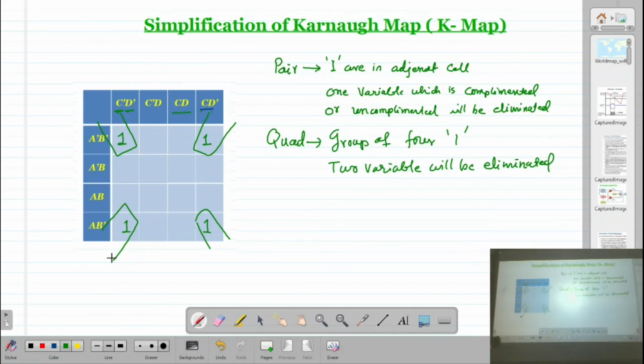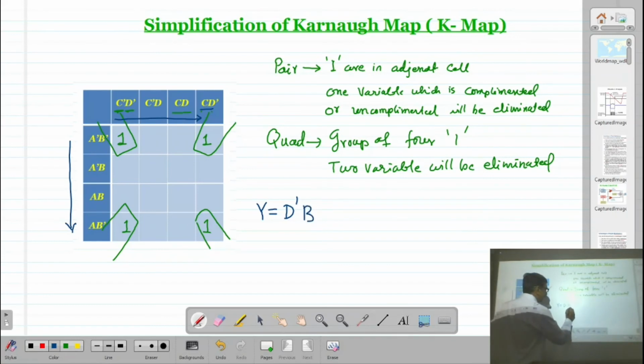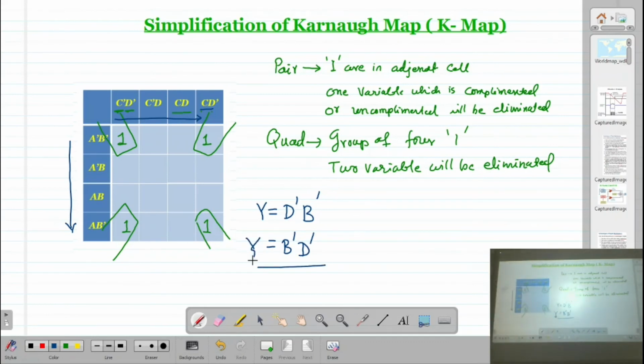Remember, if we see the expression, then y will be equal to... Now look at this. If you are moving from here to here, which variable is changing? C' becomes C, but D' remains as it is, so that is D'. Now when you are moving from here to here, which variable is changing? A' becomes A, but B' remains as it is, so it is B', or you can say D prime. That is the expression for this square.